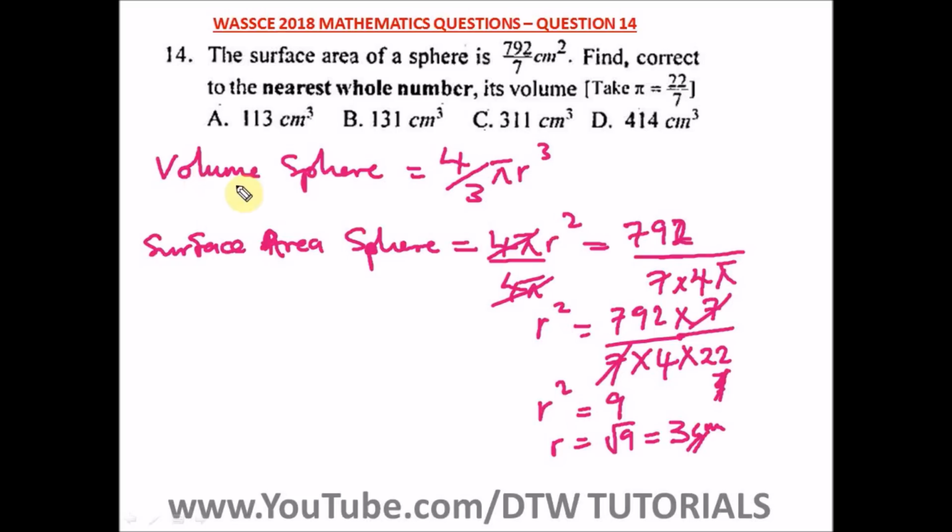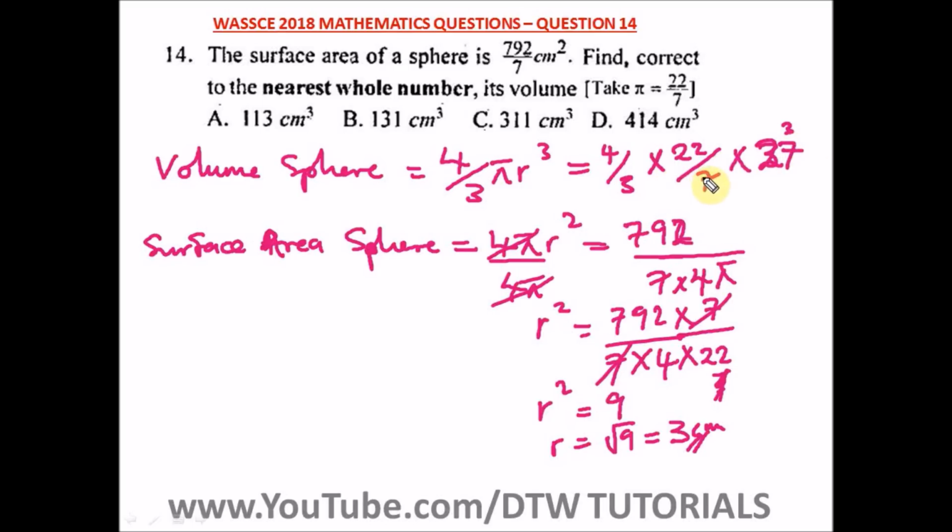So from here, we can put our value of 3 centimeters into this formula, so we can get the volume of the sphere. We have 4 over 3 times pi, which is 22 over 7, times r, which is 3, raised to power 3. And 3 raised to power 3 is 3 times 3 is 9, and times 3 we have 27. So this is 27. Can we cancel?